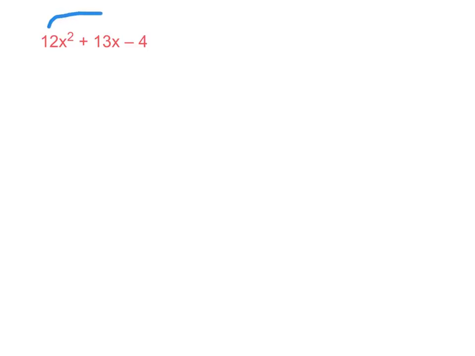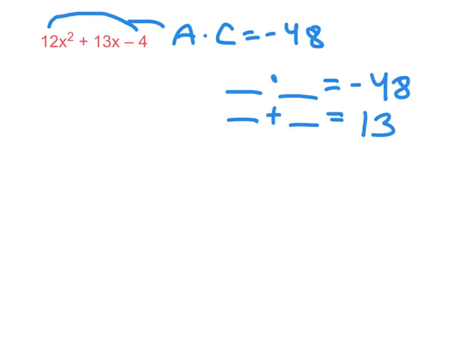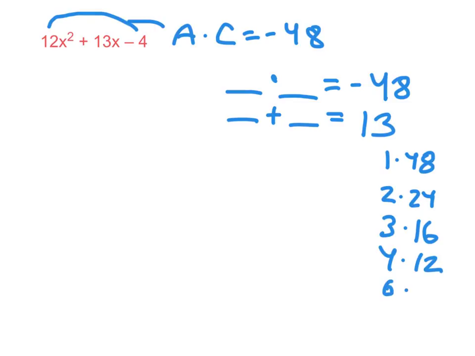I still start by multiplying the a and the c value together. So just like in all the other techniques, I'm looking for two numbers that multiply to negative 48 and add up to positive 13. Making a list of the factors of 48, I can use 1 times 48, 2 times 24, 3 times 16, 4 times 12, or 6 times 8.